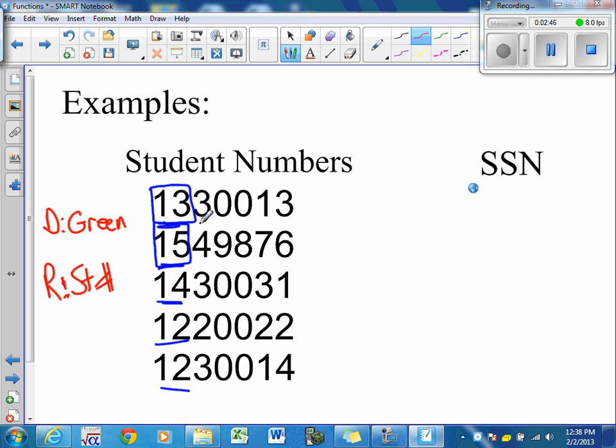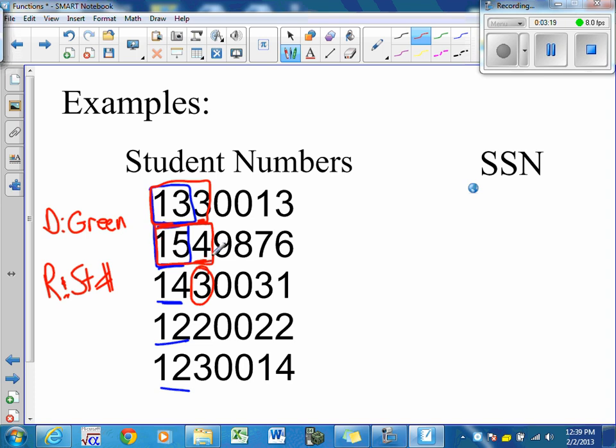The third digit of your student number says what elementary school you went to. If your first three numbers were 133, you are a senior that went to Smithville Elementary. If your first three numbers are 154, you are a sophomore that went to Marshallville. So this third digit will tell you Smithville 3 or Marshallville 4.